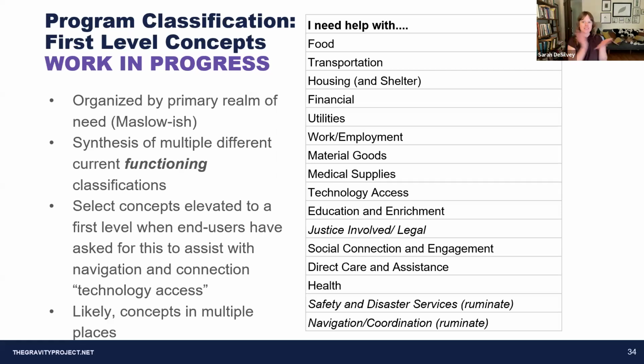And again, synthesis of existing classifications: financial concerns, utilities, work, employment, material goods, medical supplies, technology access, education and enrichment. And so when they're italicized, we're still working on names. All of these names are to be determined. Again, this is just throwing it out there. Social connection and social engagement, direct care and assistance, health, safety and disaster services, which is really in the hopper, and then navigation and coordination. Lucy?